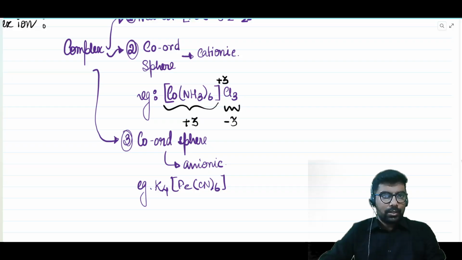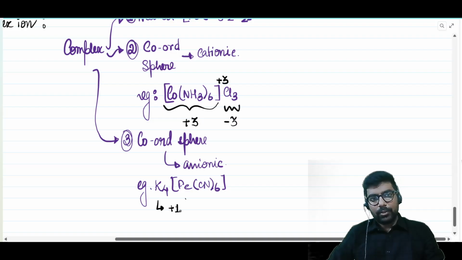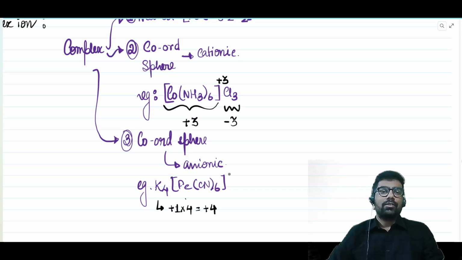+1. So there are 4 potassium atoms. So the overall charge will be +1 into 4. So the overall positive charge is +4. So to balance this, the part inside the coordination sphere should have a charge of -4. So over here the coordination sphere is present in the anionic part. So now you can understand this. The complexes are basically three types.